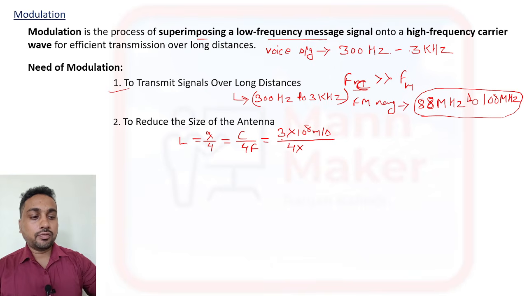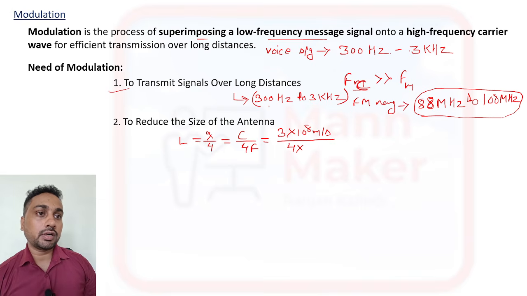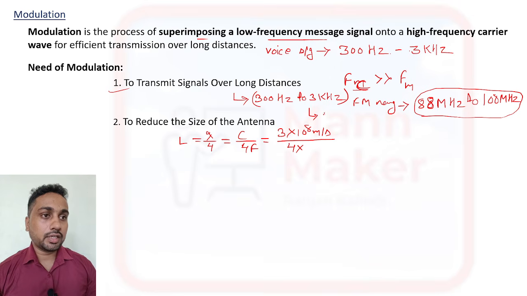Now suppose we do not use a high carrier frequency, and we are transferring our voice without a high frequency. The range of our voice is 300 hertz to 3 kilohertz. Suppose I take a low frequency, in between, say 1 kilohertz. If I want to transfer my message of 1 kilohertz frequency, that is the message signal frequency we want to transfer.